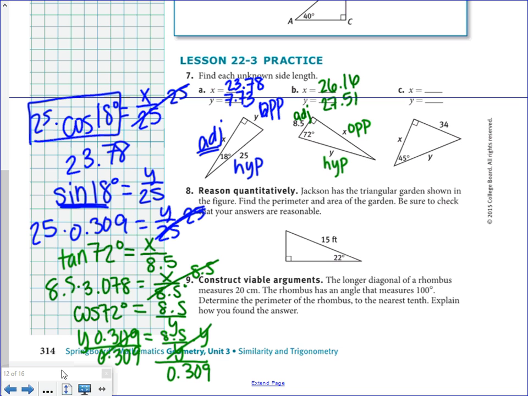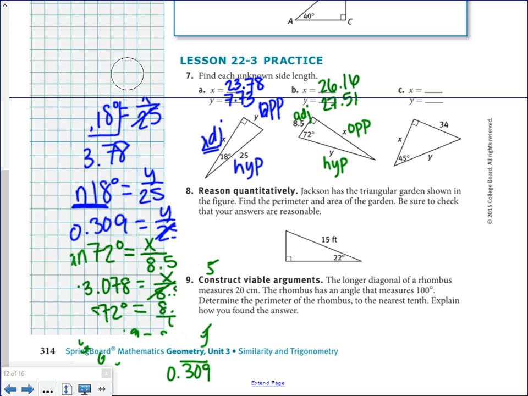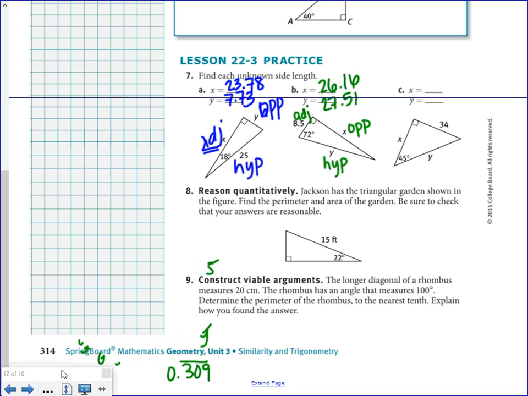So now let's look at C. I'm going to erase this work so that I have somewhere to do this one. So on C, my hypotenuse is y, my adjacent is x, and my opposite is 34. So I have my opposite. If I'm looking for my adjacent, that is tangent. My angle is 45 degrees. So the tangent of 45, opposite over adjacent.